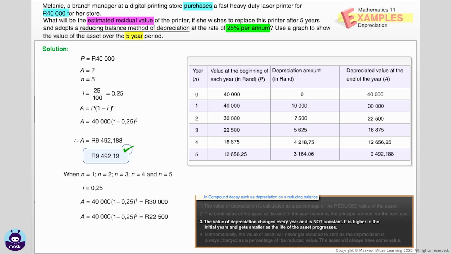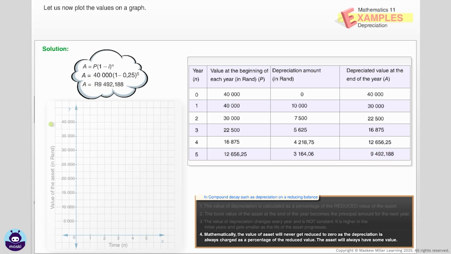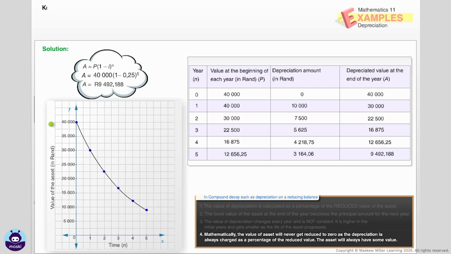If we continue in this way, we can calculate the value at the end of each year. Observe that the value of depreciation changes every year and is not constant. It is higher in the initial years and gets smaller as the life of the asset progresses. Also, note that the value of the asset at the end of the 5th year that we have derived now using a step-by-step approach matches the answer that we calculated earlier for the residual value of the printer using the formula. Let us now plot the values on a graph.